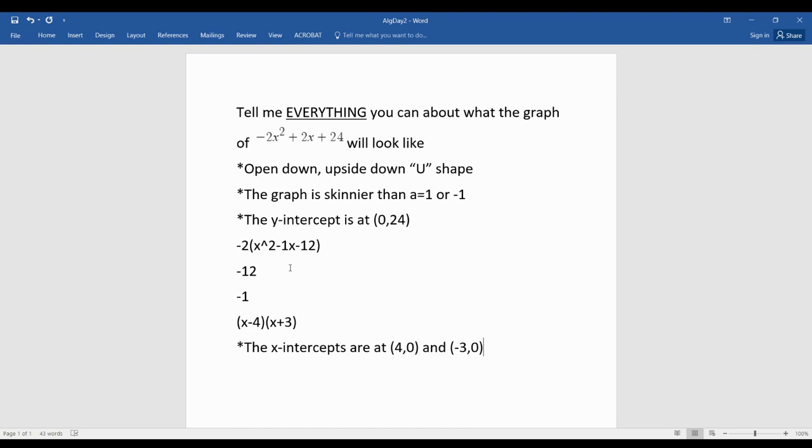I know all of these things about the general shape of my graph. I know that it is going to be an upside down U shape. It's going to be fairly skinny. I know that it's going to have a y-intercept all the way at 0, 24. And then I also, via factoring, can figure out that my two factors are going to have x -4 and x +3. And that's going to also tell me where the x-intercepts are. So with all of this basic information, I would know exactly what my graph is going to look like.